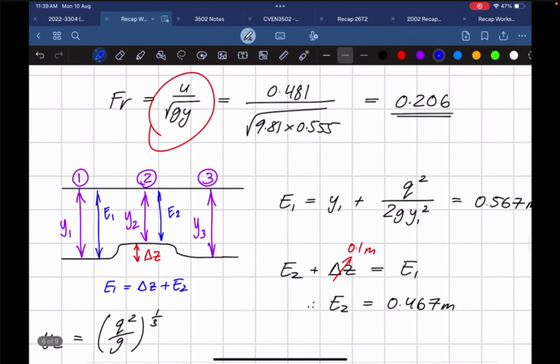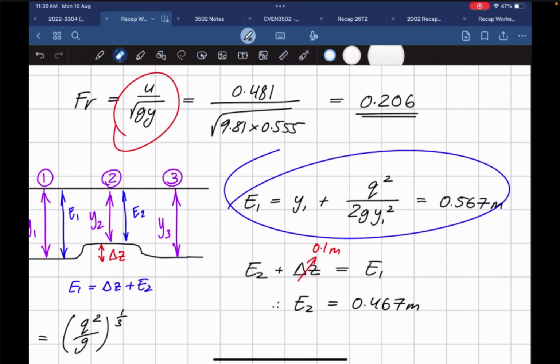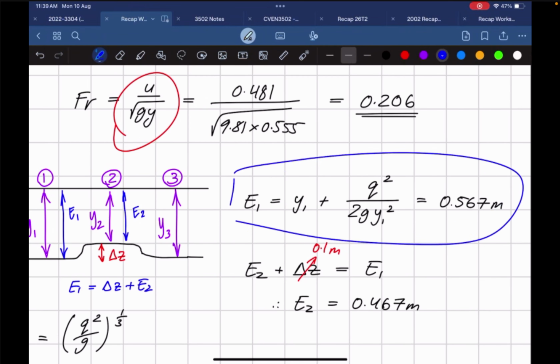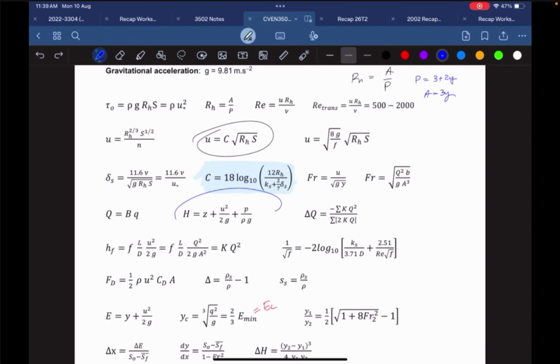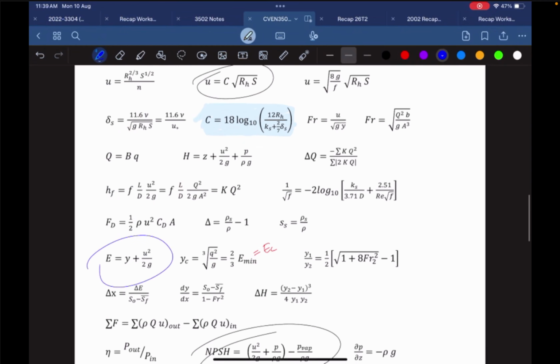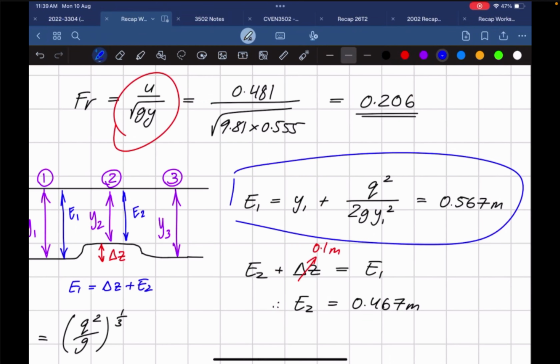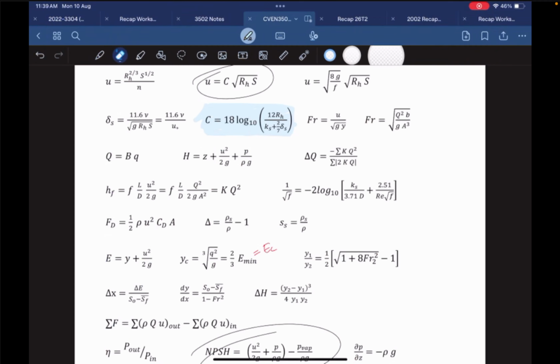E1 we can figure out using the formula on the equation sheet over here. You have the one with V1, and you don't have the one with Q, but you can easily plug Q in. It's the same equation. Yeah, you can derive it. If I wanted to, I can say this is U and this just cancels out. Same equation. Okay, cool. We have that one.